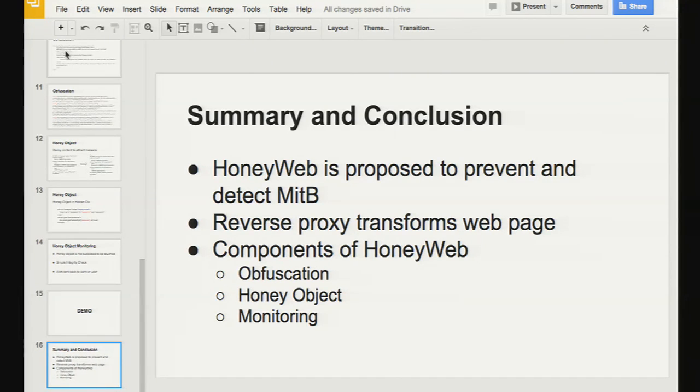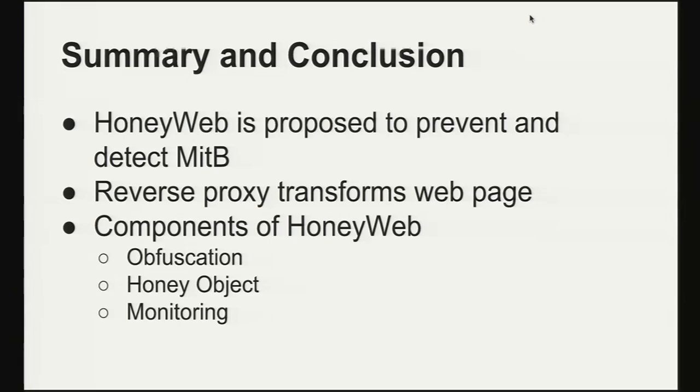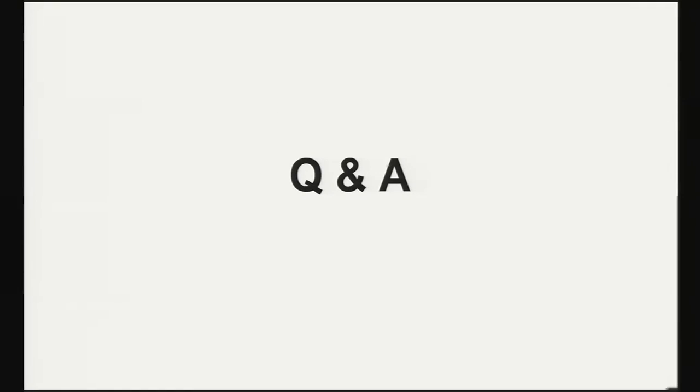Yeah, I will give a short summary and conclusion. So we propose this HoneyWeb. The goal is to both prevent and detect the man-in-the-browser attack. We implemented it as a reverse proxy, which will transform the web page by injecting obfuscated content and the honey content, as well as the monitoring scripts. The three components, as I talked about a lot, are obfuscation, honey object, and monitoring. That's it. I'm happy to take any questions.